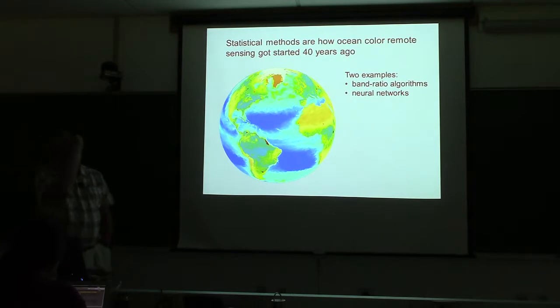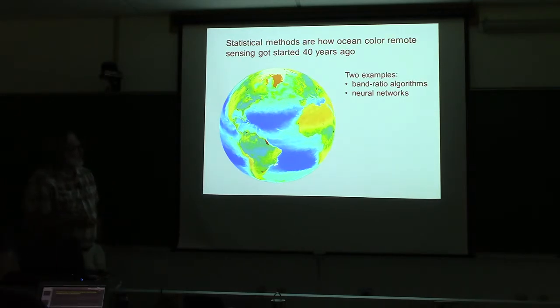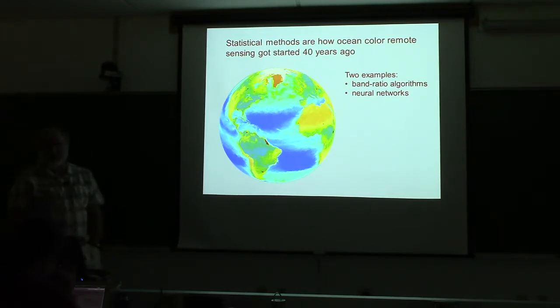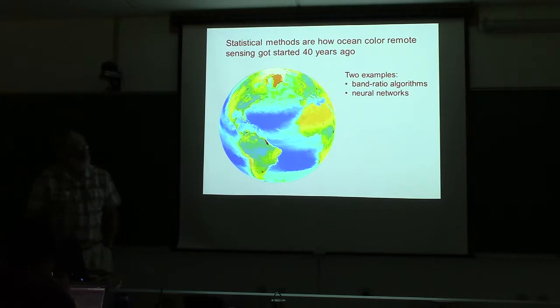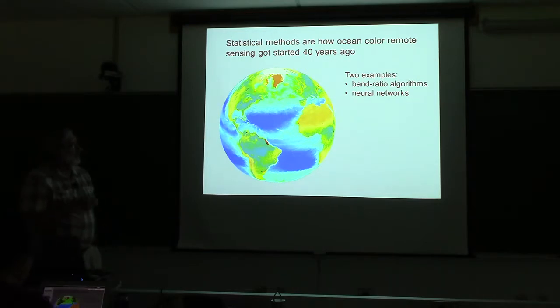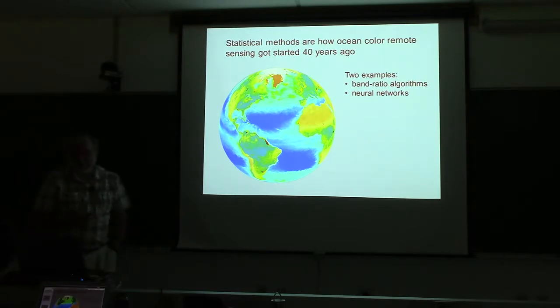Okay, nothing wrong with that. That's how this whole business got started way back when, in the days of CZCS. And you come up with things like, you know, this figure you've all seen a million times, and it's incredibly useful. It's completely revolutionized oceanography. So these statistical methods are still what's used for things like VIRS or MARIS or whatever it happens to be, to get things like this out of remote sensing reflectances. So I'm going to talk about two examples of statistical algorithms: band ratio algorithms and neural networks.